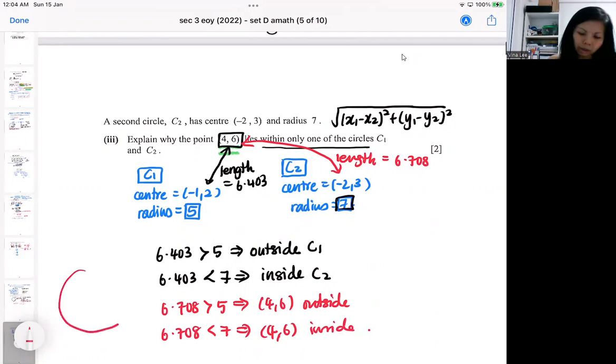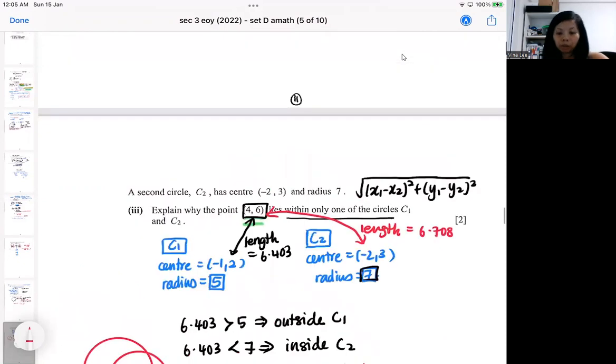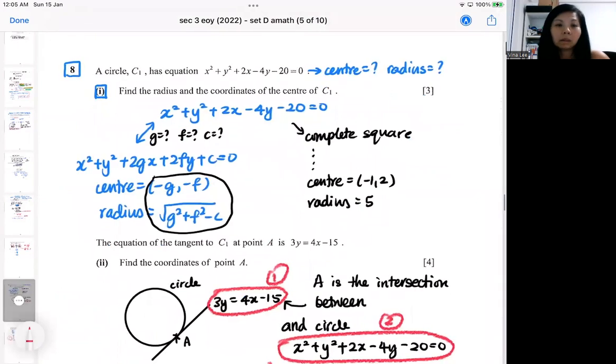So maybe it's something like this. I'm quite bad with this. So maybe it's here. So it's outside one of the circles, inside the other circle. So it's the application of the length formula. You actually use the length formula for the explanation. So that is the topic on circles.